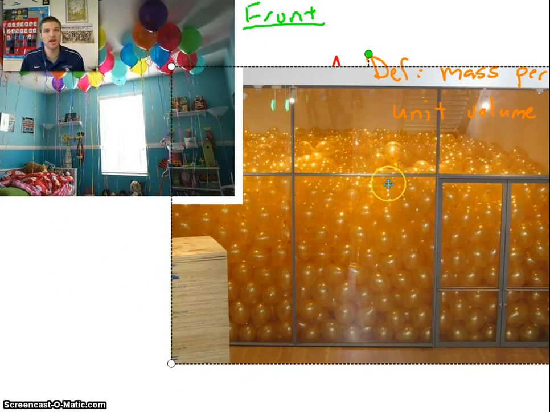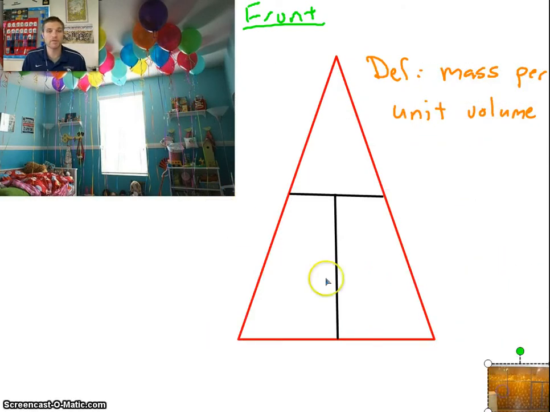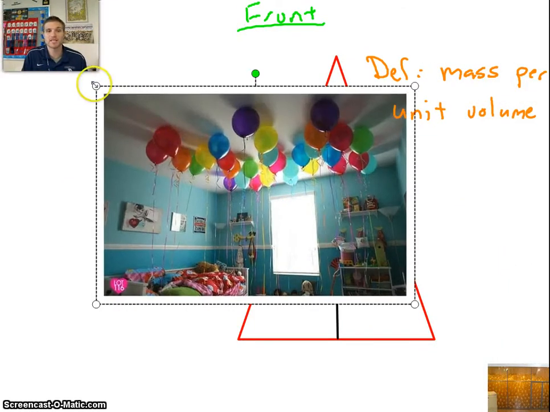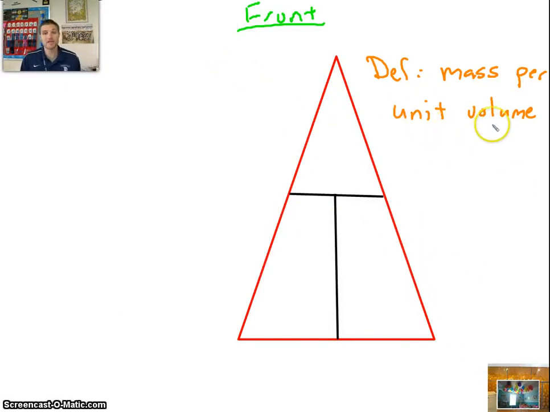Well, this picture on the right is by far more dense. There's way more balloons in that same room, or even the same amount of space. So this room here has a much more dense population of balloons, or is more dense because it has more balloons in a similar area or volume. Okay, so the definition is mass per unit volume.